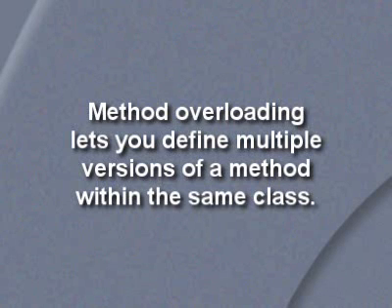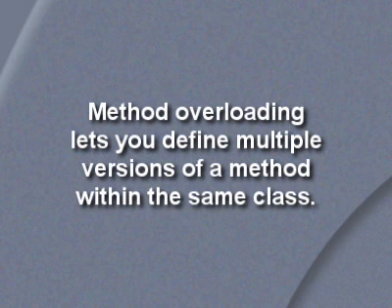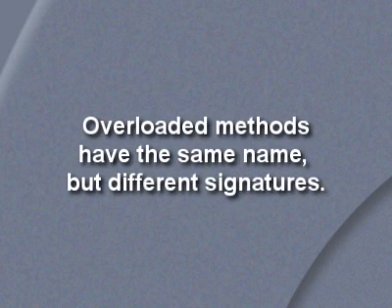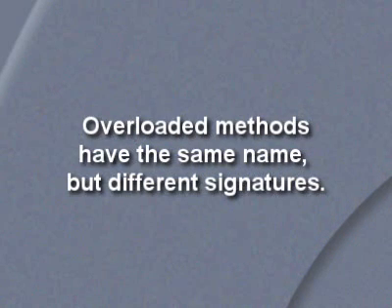Like most other object-oriented programming languages, like Visual Basic.NET or Java, C# supports the idea of method overloading. Method overloading is the notion that you have several versions of the same method within a single class. These versions are going to have the same method name, but they're going to have different signatures.